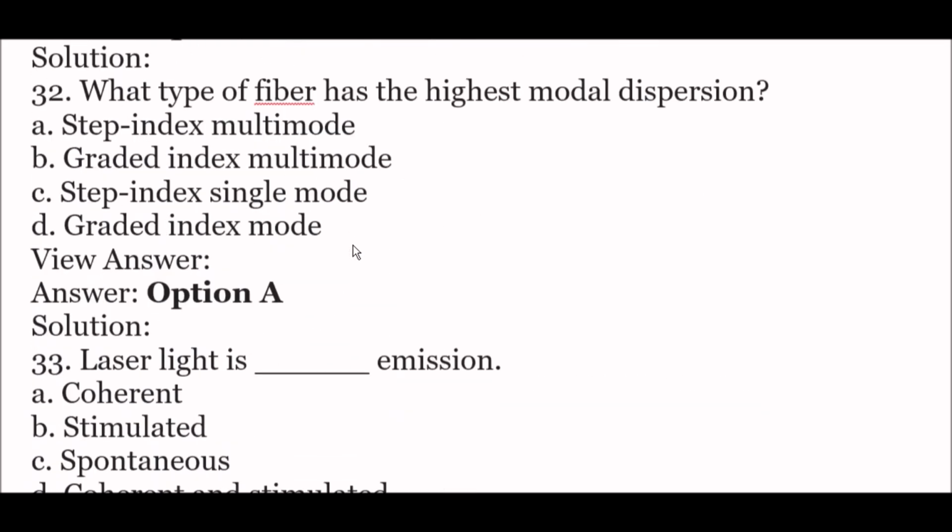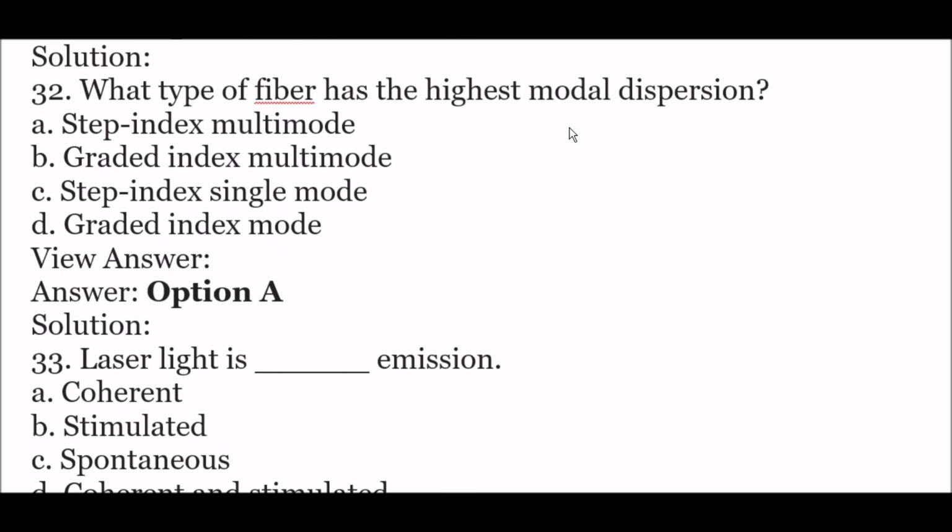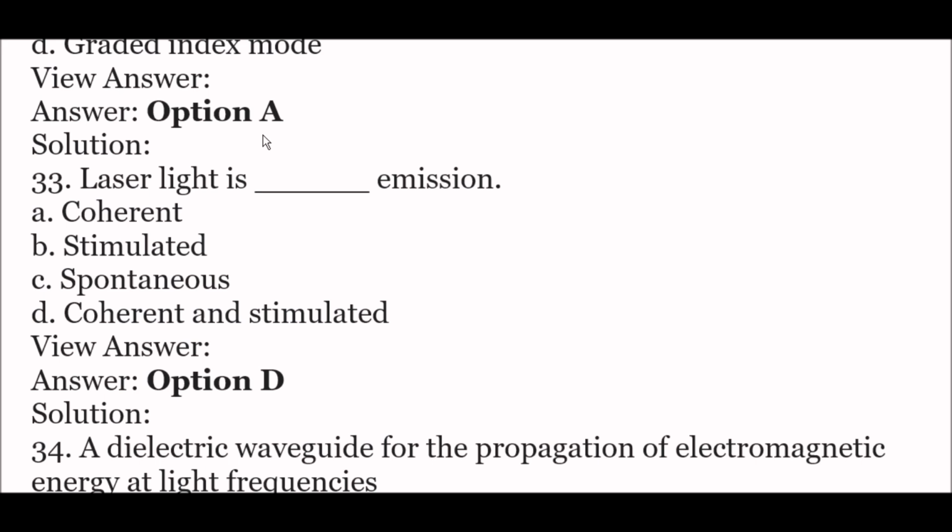Next question. What type of fiber has the highest modal dispersion? Option A, step index multimode, option B, graded index multimode, option C, step index single mode, option D, graded index single mode. Right answer is option A, step index multimode. Okay, step index multimode fiber has the highest modal dispersion.